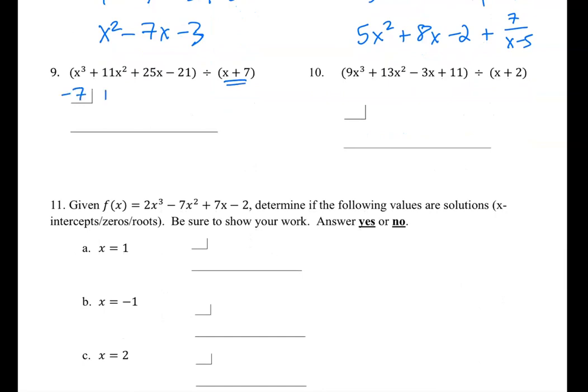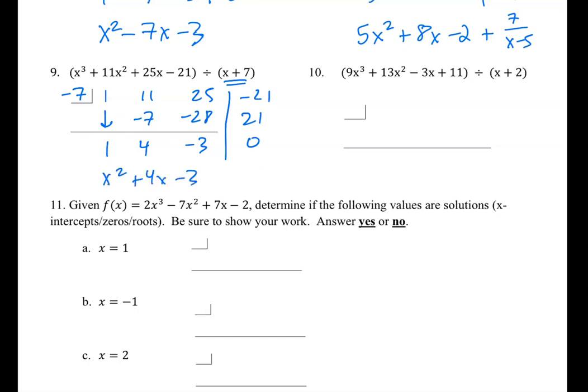+7 means I'm going to do -7 when I divide this. 1 times -7 is -7, that's 4. That's -28, that's -3. That's +21, and that's 0. So there's another one that has no remainder, so it's x squared plus 4x minus 3. All right, always writing the one that's 1 less than that.